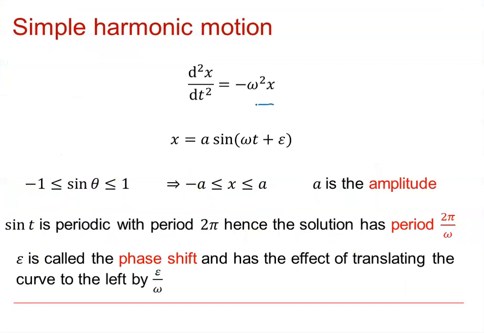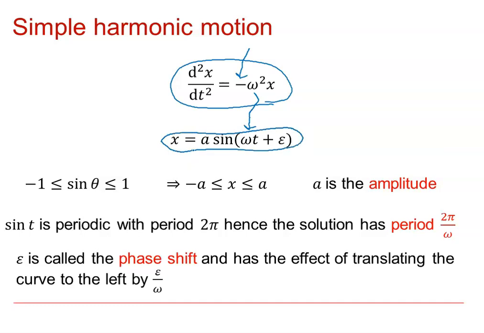So in summary, this is our definition for simple harmonic motion. Notice the acceleration is proportional to the displacement but in the opposite direction. Once you've got this standard definition, always try and pick out omega, because you can then write your simple harmonic motion equation as x equals a sine omega t plus epsilon. So this is an object oscillating about the equilibrium position. We know that sine theta is bounded by -1 and 1, therefore x is bounded by -a and a, and of course a is the amplitude.